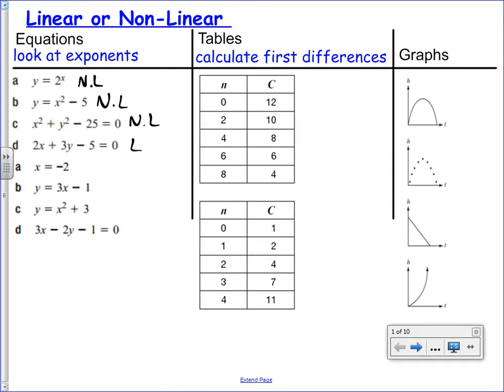Tristan, linear or non-linear? Linear. Noriel, linear or non-linear? B? Linear. Bailey? Good. Nick? Linear. Good. Easy to tell which equations are linear or non-linear? Okay, all you do is look at the exponents.